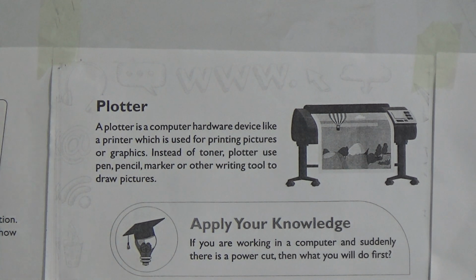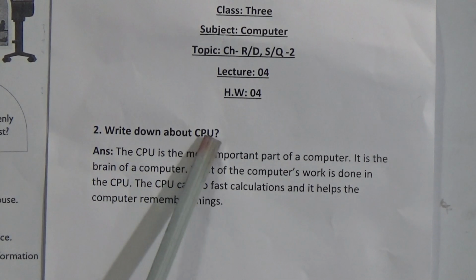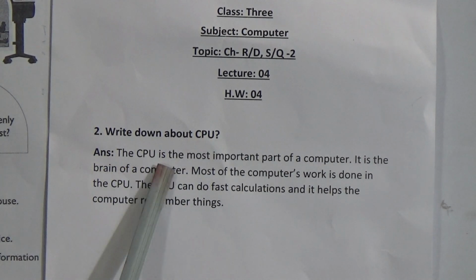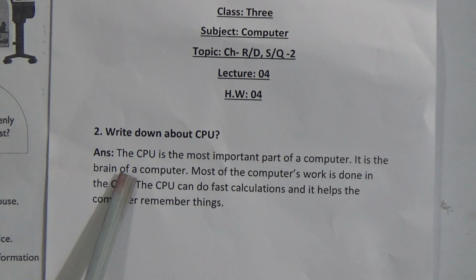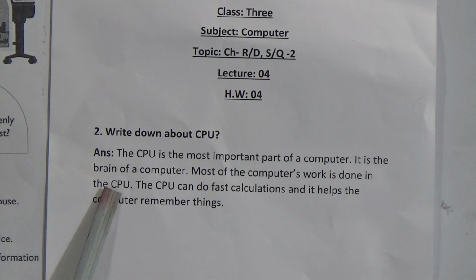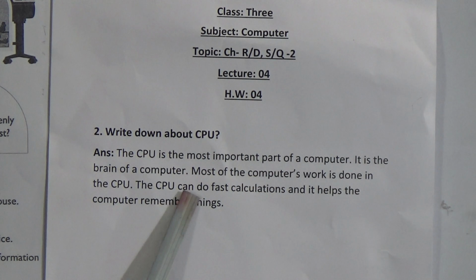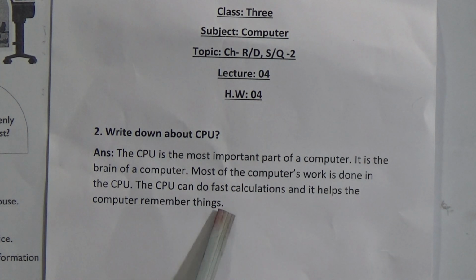Okay, dear learners, now move on. Question number 2. Question number 2 is write down about a CPU. Okay, the CPU is the most important part of a computer. It is the brain of a computer. Most of the computer's work is done in the CPU. The CPU can do fast calculations, and it helps the computer remember things.